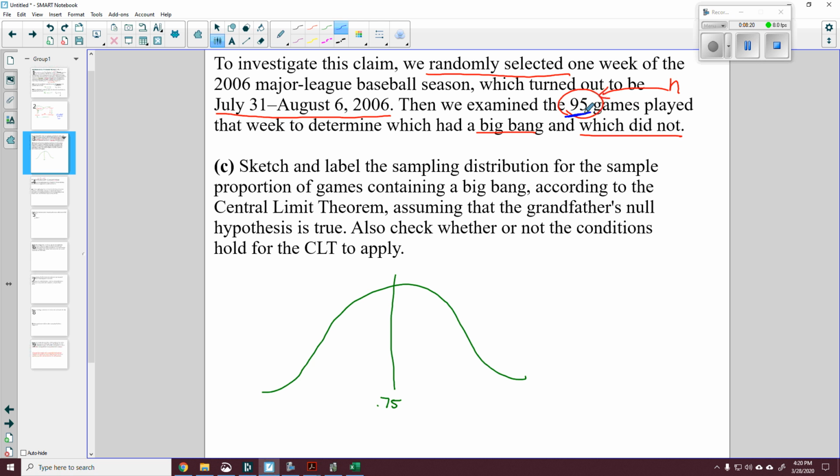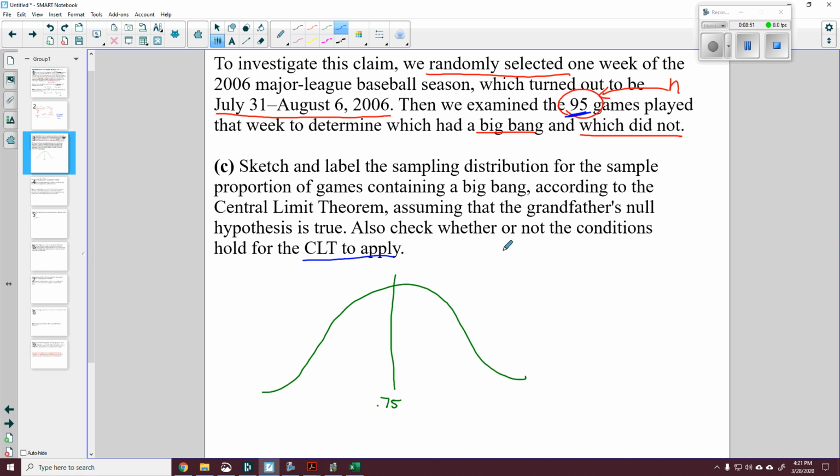of different 95 game samples, so a whole bunch of different weeks where 95 games are played, I'm going to find that the proportion of them that had a big bang, most of them are, again, right in this 0.75 neighborhood. But I need to be a little bit more precise, and one of the things I need to do really before I can even start this problem is see whether or not the central limit theorem applies.